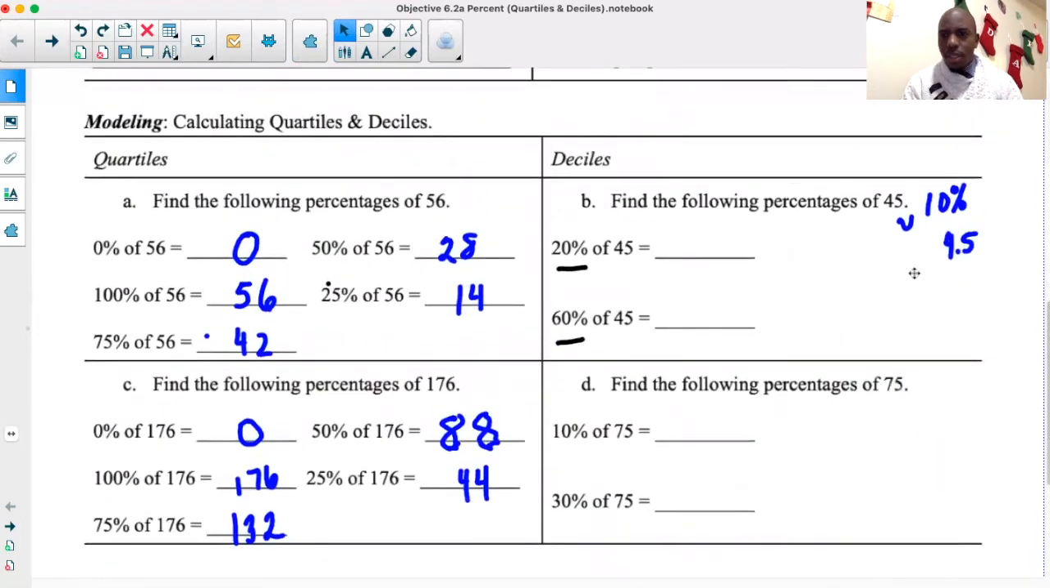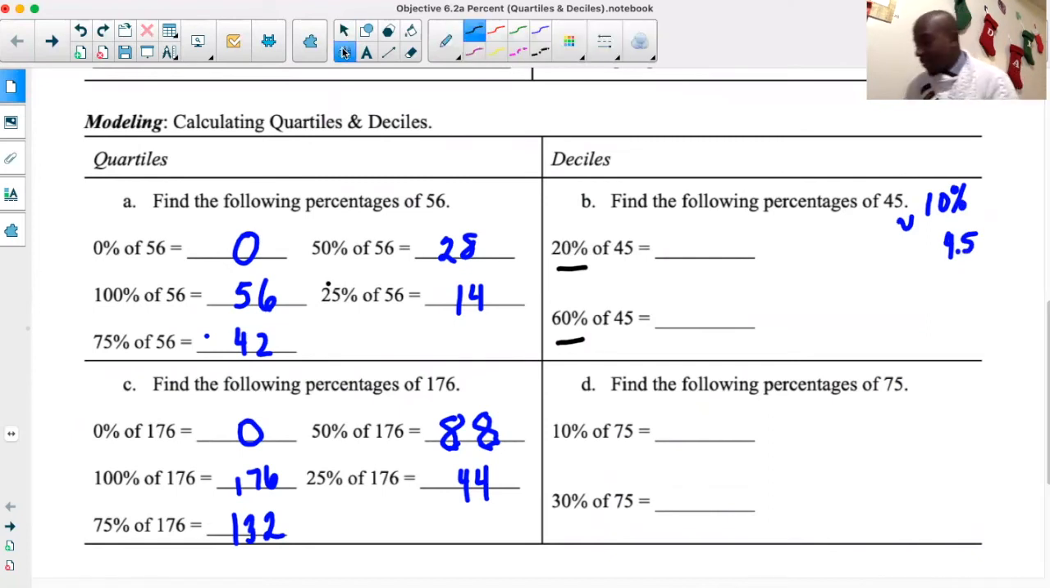So I'm going to take this and multiply by 2. 10% times 2 gives me 20%. 4.5 times 2 is going to give me my answer here, and that is going to be 9. Cool. 4.5 times 2 equals 9. Excellent. So 20% of 45 is 9.